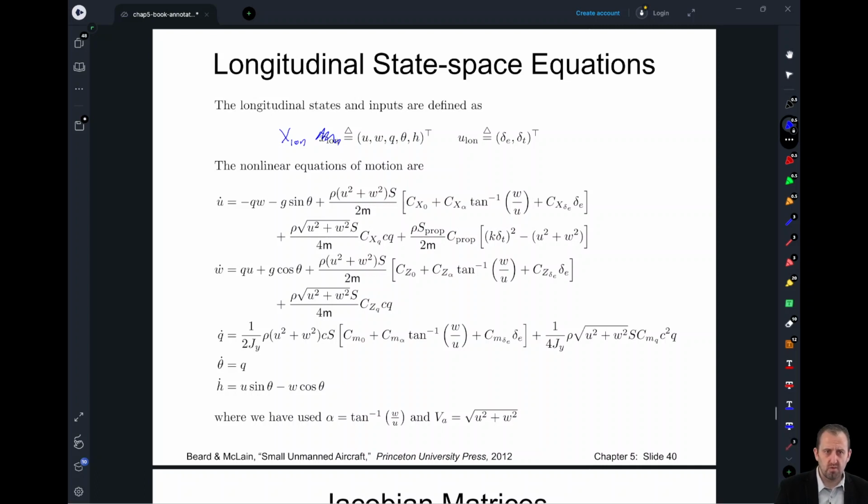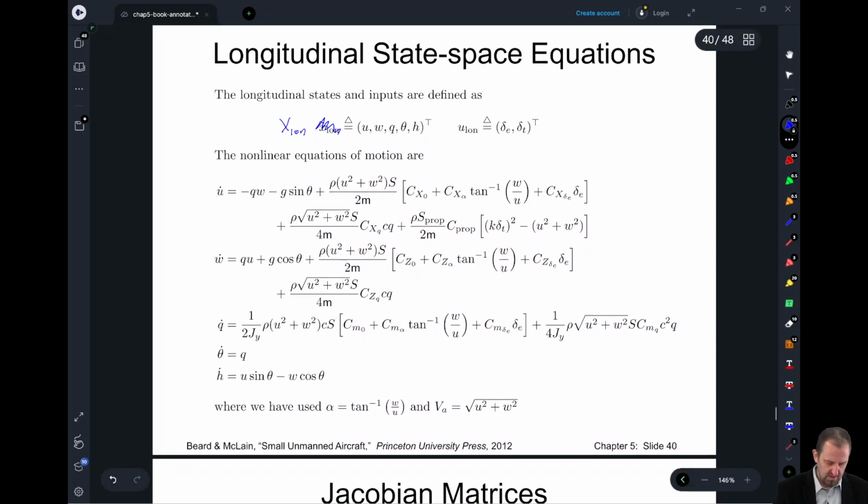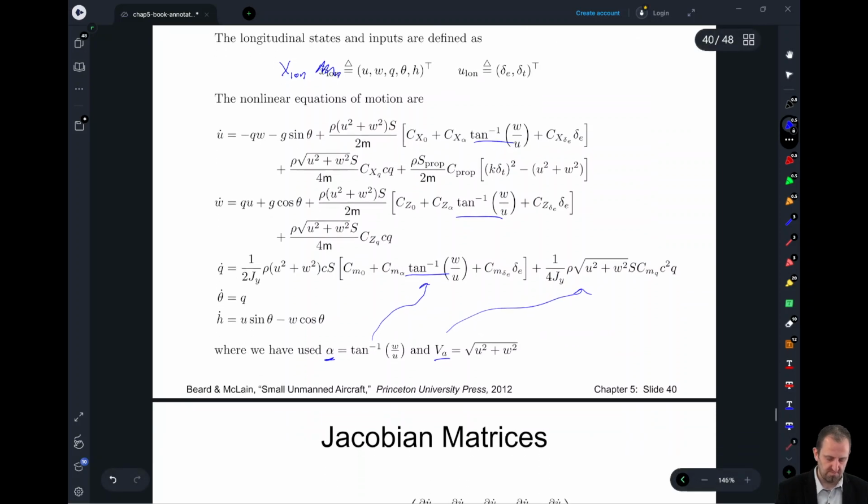So the nonlinear equations of motion, again, given from before, where now we've plugged in values of alpha, right? So you can see all these inverse tangent terms. So we've actually plugged in what alpha is in terms of our states. And we've also plugged in our VA in a variety of locations, right? Okay, so there's our VA. And we're using this approximation that there's very little slip in the y direction.